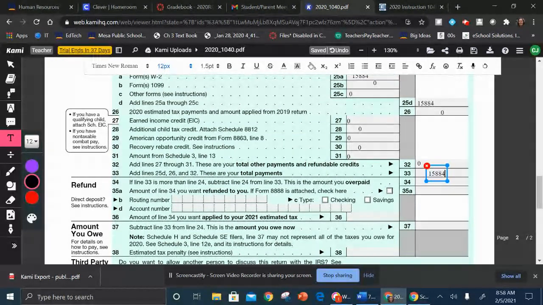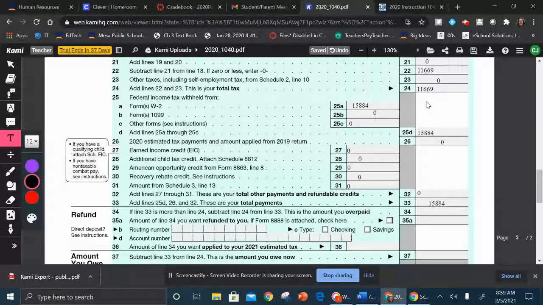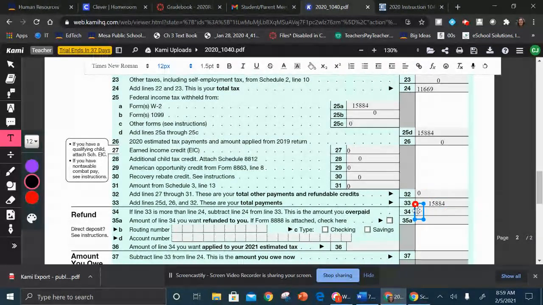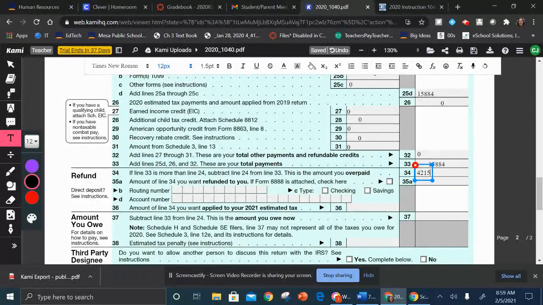And it's still going to be the $15,884. Okay, if line 33 is more than 24, subtract it. So we're going to subtract it. Okay, so this one, it's positive. So she overpaid $4,215. Okay, and then she put in the amount she wants refunded to her.